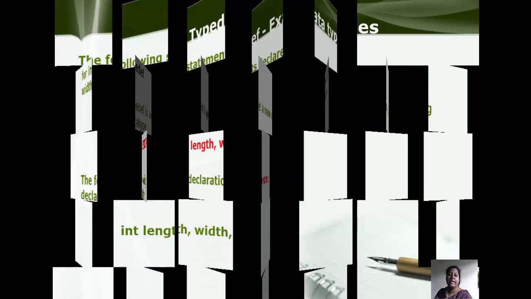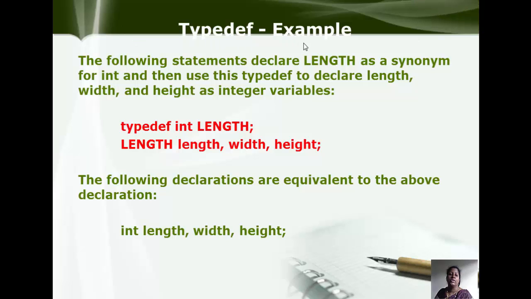We shall now look at an example for typedef. So we have the keyword typedef, and next is int. This is an existing or old data type, and next you will have length. Length is the new data type that you are creating, right? In the next line I have length as the data type, and it has three variables: length, width and height. So with this declaration, length is your new data type now.